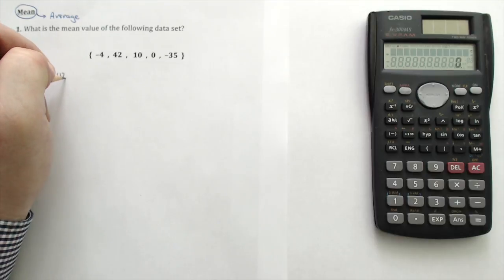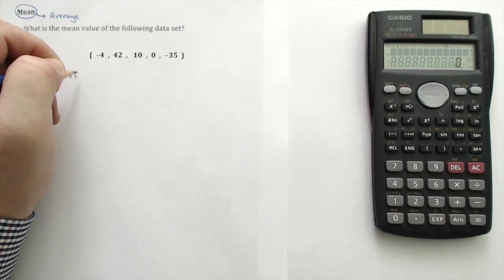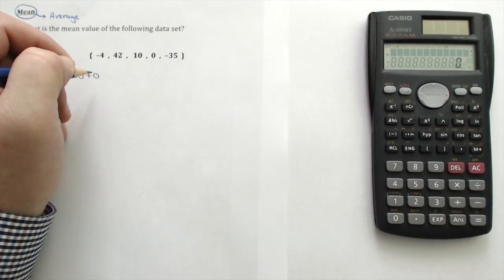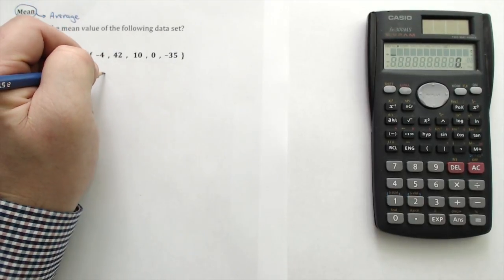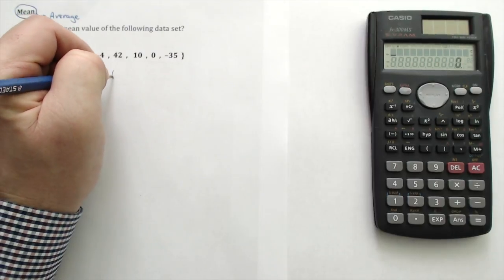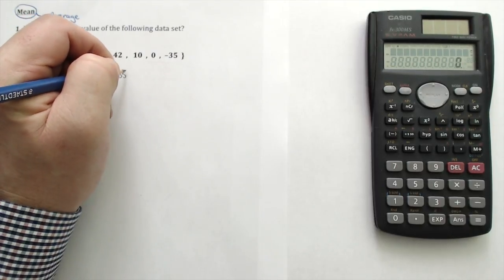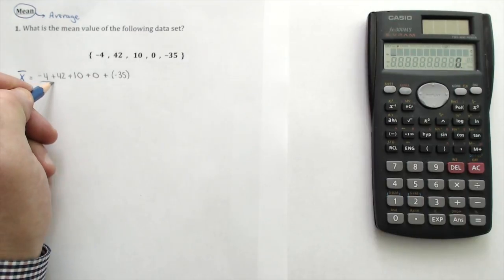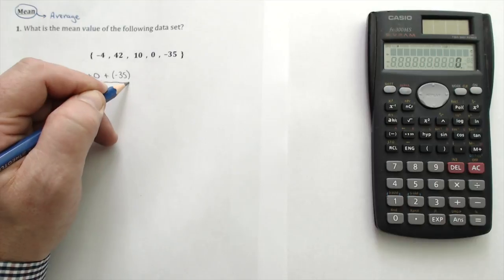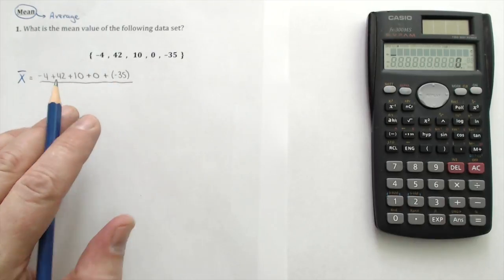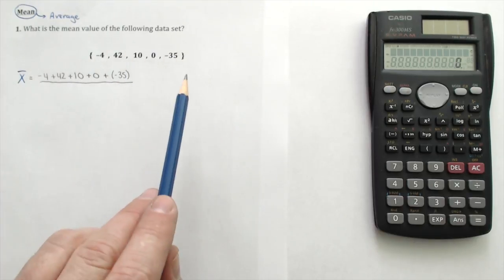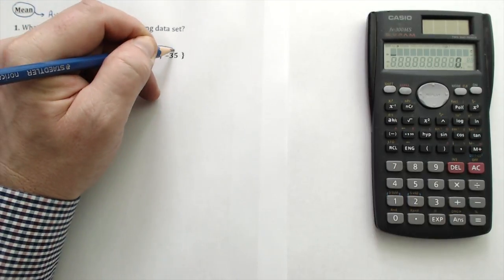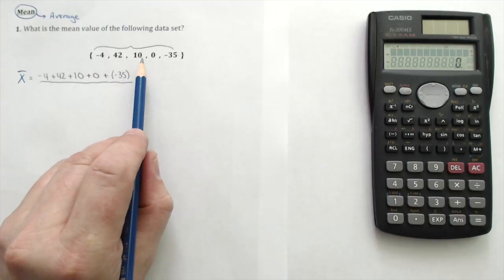plus 42 plus 10 plus 0. I'm going to come back and talk to you about that one afterwards. Plus, and you have to be careful here, -35. And when I'm writing out my solutions, I like to use brackets to offset that negative. Now, I'm going to have to do a division afterwards, and I'm going to divide by the number of data points that are in the set. And in this particular set, right here, if you count them, we have 1, 2, 3, 4, 5.